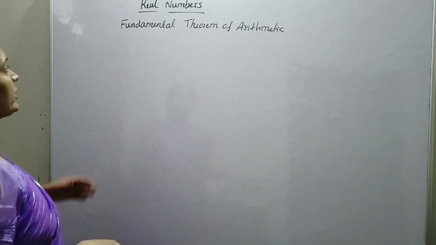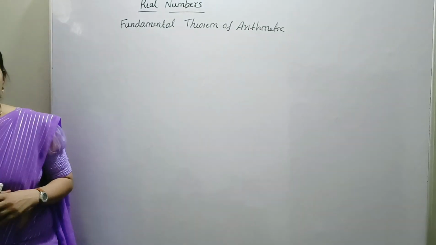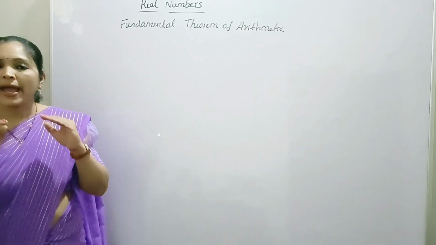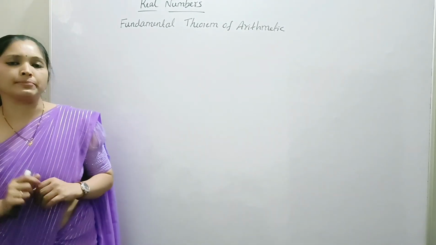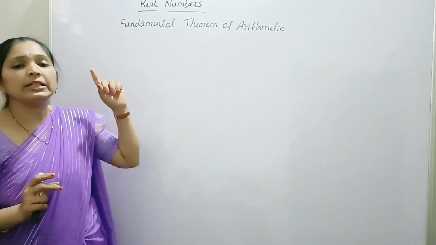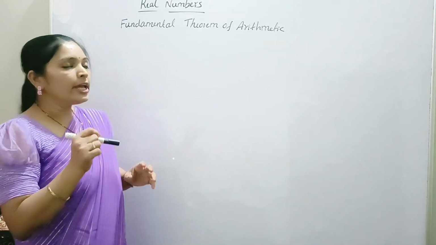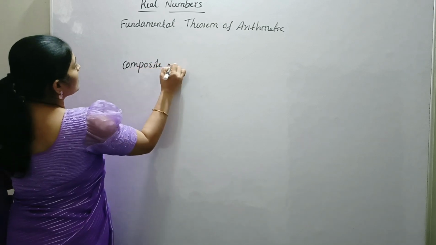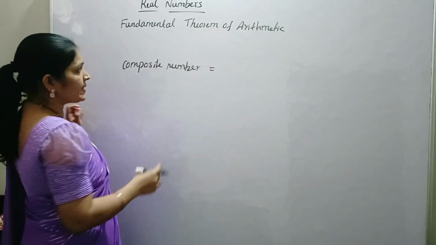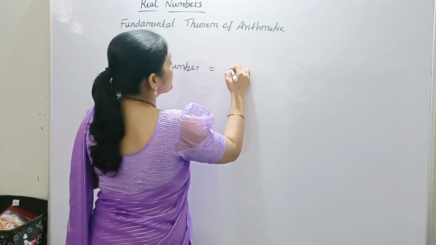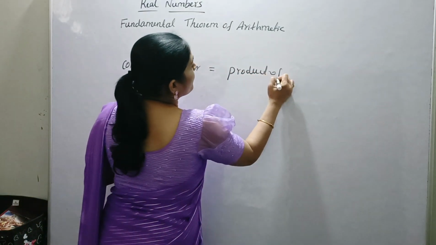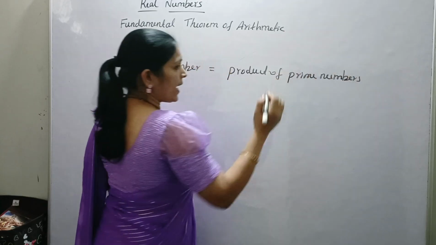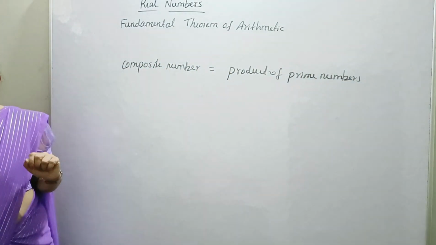Now let's go through the theorem, the fundamental theorem of arithmetic. This theorem says that any composite number can be expressed as a product of prime numbers. It's very important. The fundamental theorem of arithmetic says that any composite number can be expressed as a product of prime numbers.